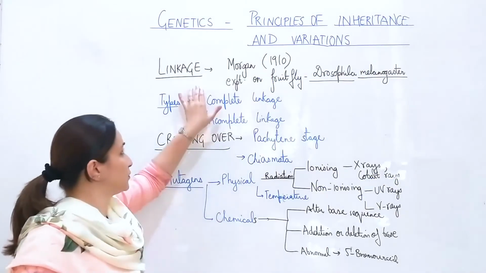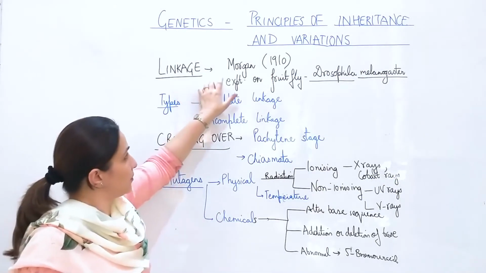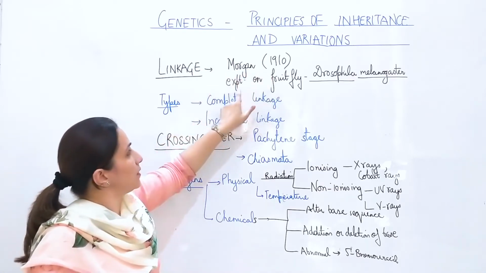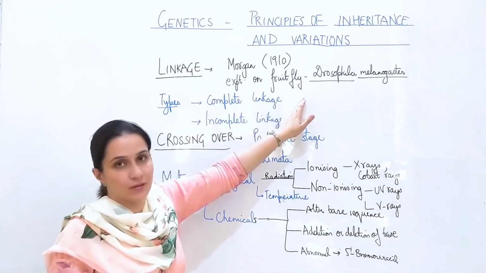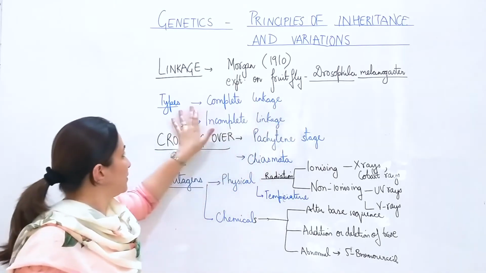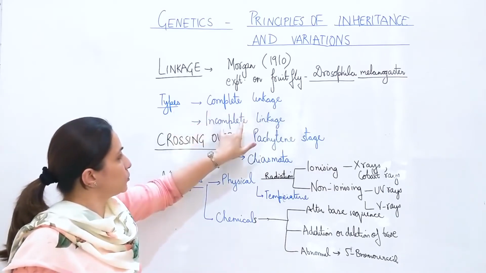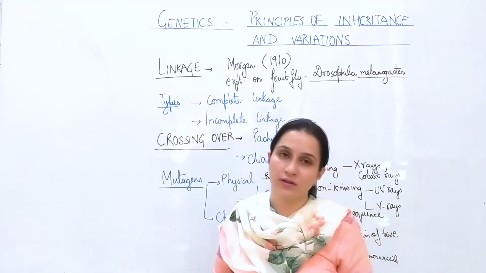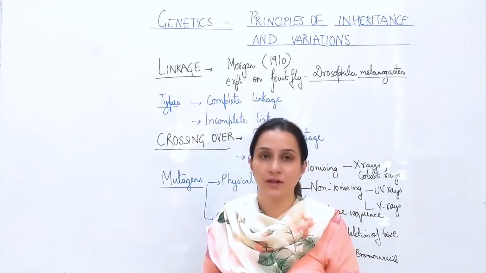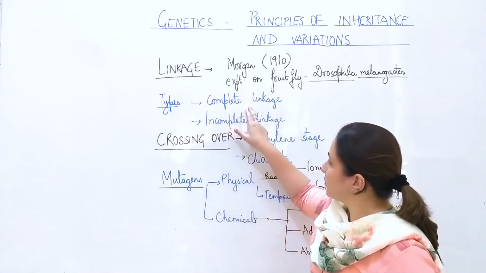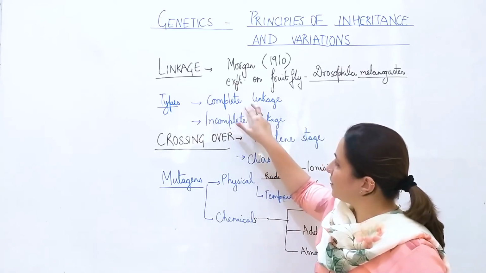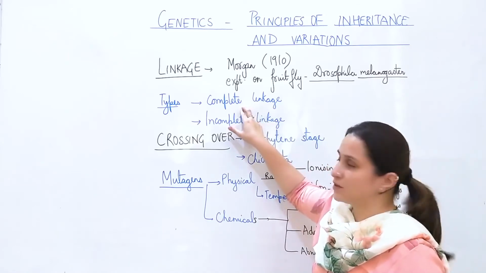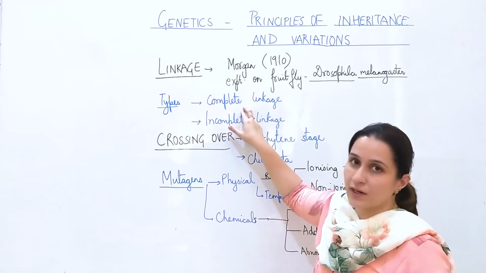So let us start with this topic, linkage. Linkage was first studied by Sutton and Boveri in the Chromosomal Theory of Inheritance. Later on, Morgan in 1910 did experiments on fruit fly, that is Drosophila melanogaster. He found that linkage is of two types. It may be complete linkage or incomplete linkage. He studied that the red eye color and the grey body, these two genes, were inherited together in the next generation. So complete linkage is the tendency of the genes to be inherited in the next generation even after crossing over. It may be because the distance between the two genes is very less, so they are always linked together.